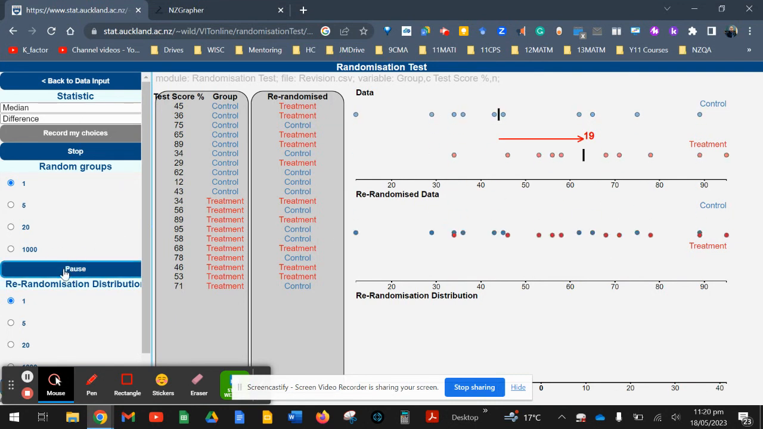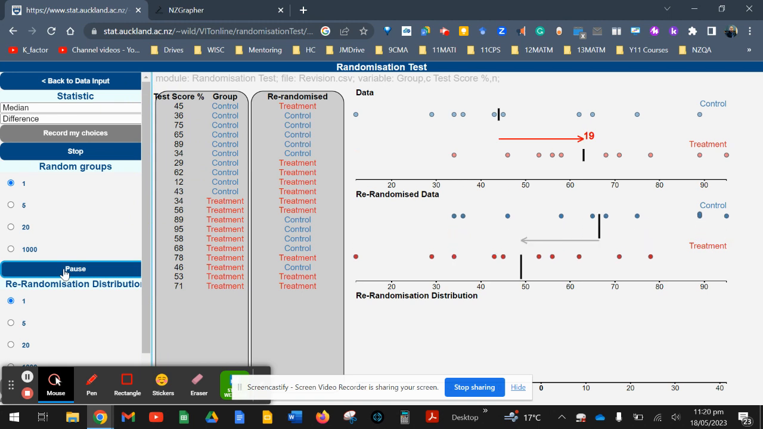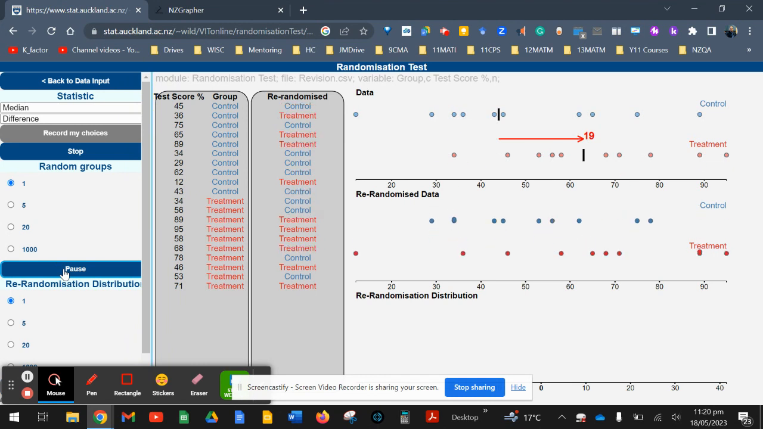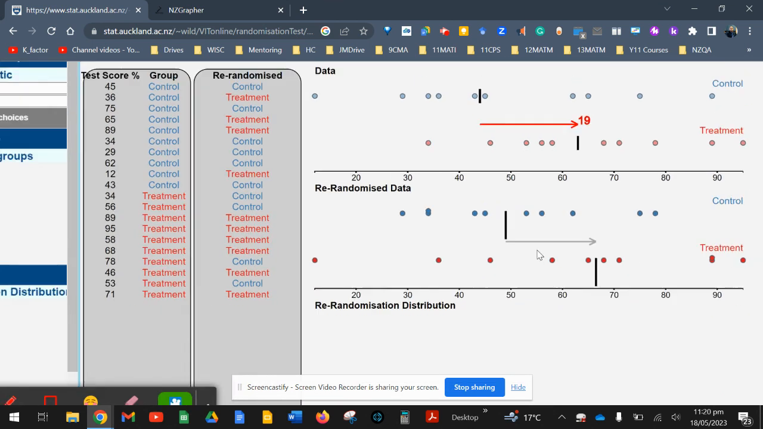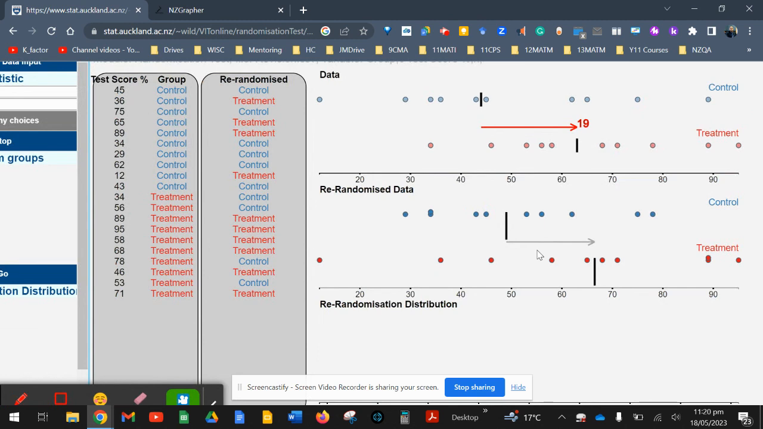Try that again. Got a different one, and so on. This is totally random, of course. This time I got an arrow pointing to the right. So this gray arrow here is saying the difference between these two groups' medians is now positive, and it's some number, looks like 15 or 16 or something.